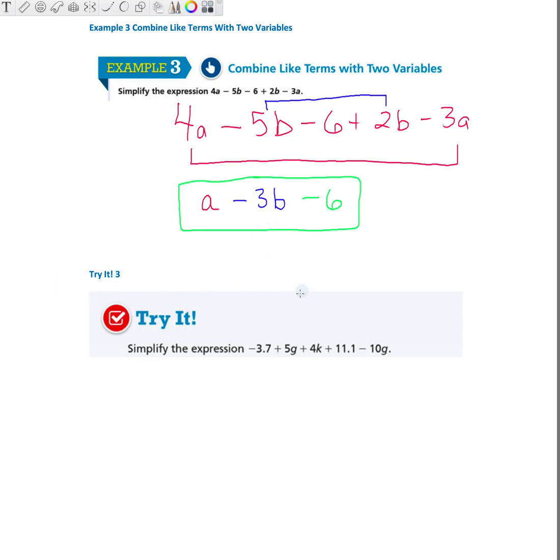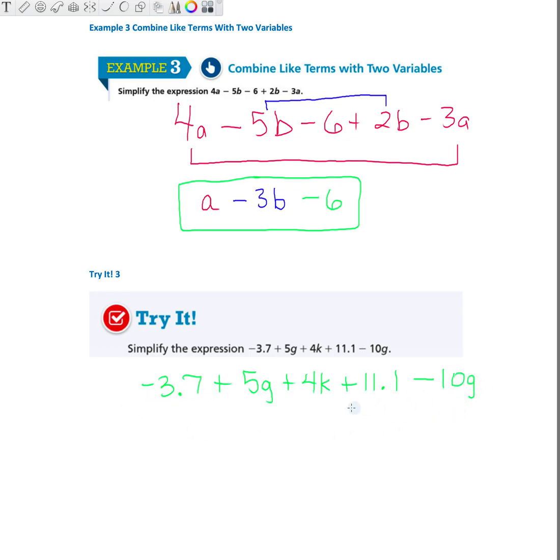So let's try it 3 here. Again, if you want to give it a go on your own, pause the video and give this a shot. So I'm going to rewrite this a little bit bigger. So on try it 3, we have negative 3.7 plus 5g plus 4k plus 11.1 and then minus 10g.